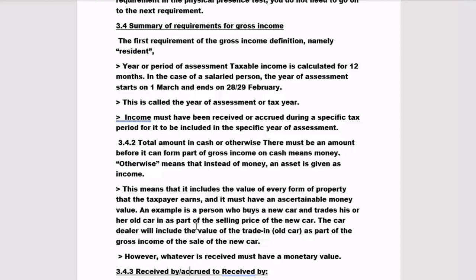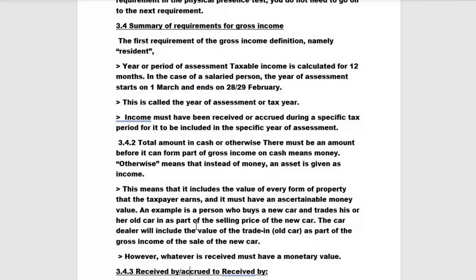I gave you that example. A person trades his or her old car in against the selling price of the new car, and the car dealer will actually include the value of the trade-in car as part of the gross income of the sale of that car. So this is how it works in accounting.